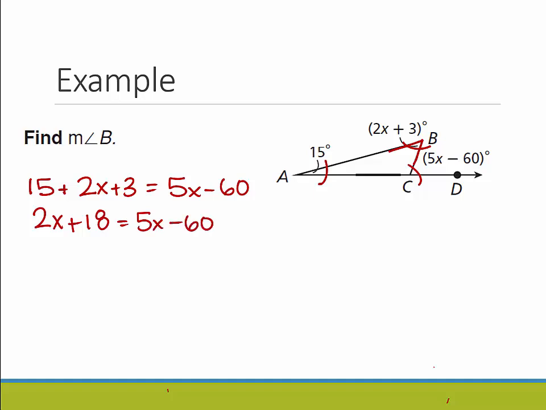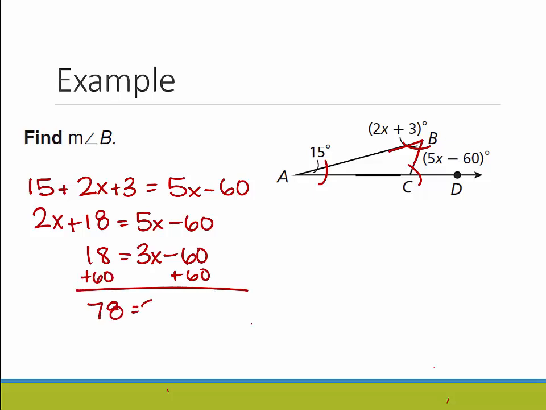we have to put all of our x's to one side, so let's move them over here. And then add 60 to both sides. So we get 78 equals 3x. And if we divide both sides by 3, 3 goes into 7 twice with 1 left over, 3 goes into 18 6 times. So we get that x equals 26.